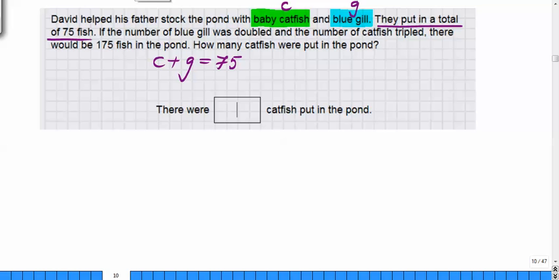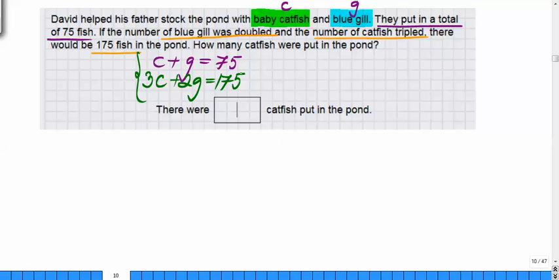Now, the second statement that matters to me says that if I double the number of bluegill and triple the number of catfish, then I will have 175 fish. Well, let's write that as an equation. Catfish tripled will make 3 times the amount of catfish that was stocked in the pond, and the number of bluegill doubled will make 2G. And that will give me a total amount of fish of 175.